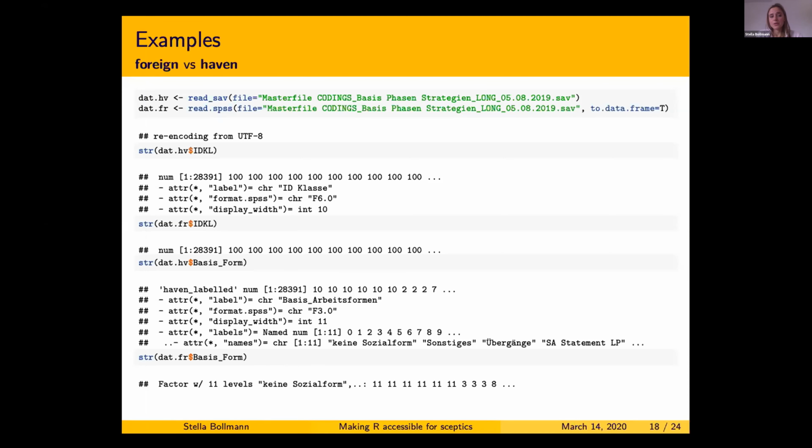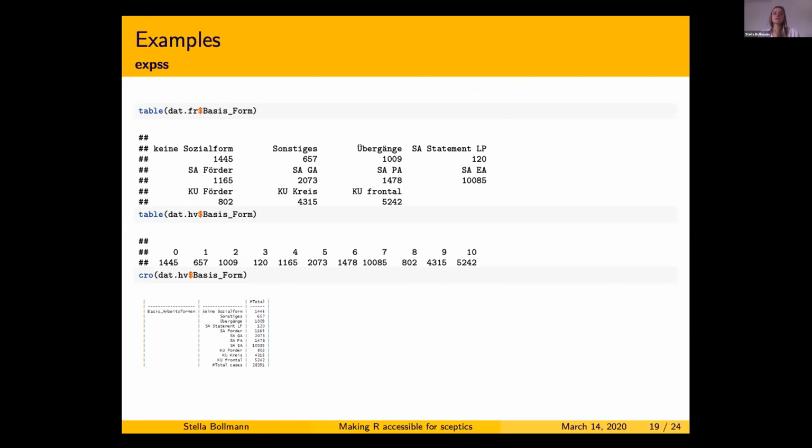What foreign does is just to make it into a factor, which is base R. So what we have is a numerical factor. Well, not numerical, but yeah, we have the numbers and we have the levels. So consequently, when you want to see a table of a foreign factor variable, you just get what we know, the usual table.